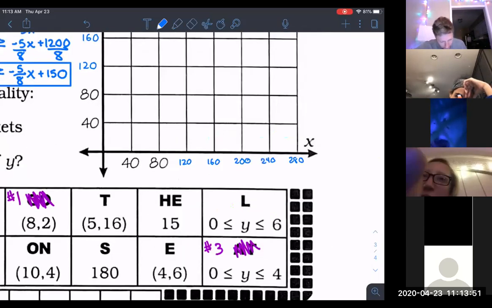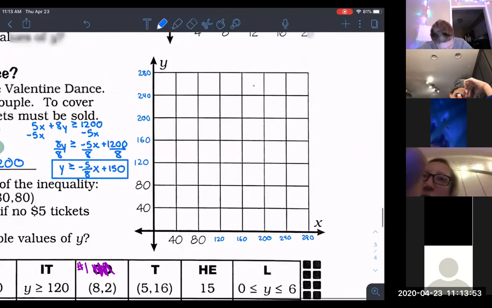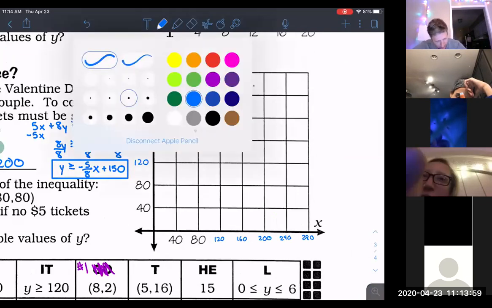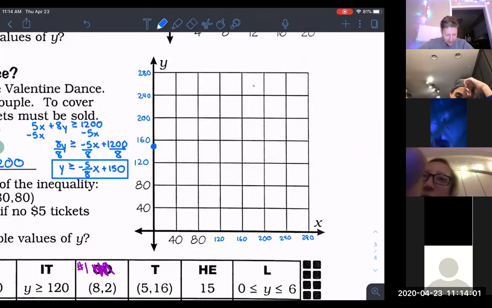Okay. So we're going to start at 150, which would be right about here. Thicker to make dots with. All right, and then now this is the tricky part. We're going to go down 5 and right 8. So how can we do this?